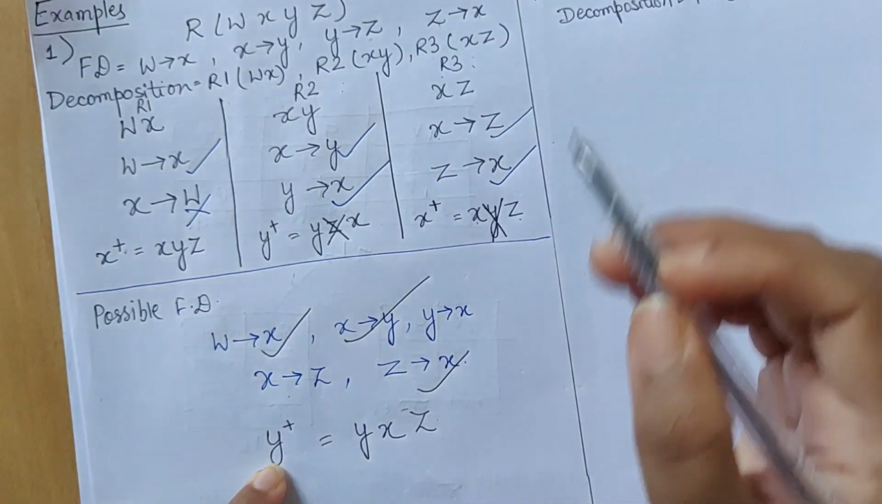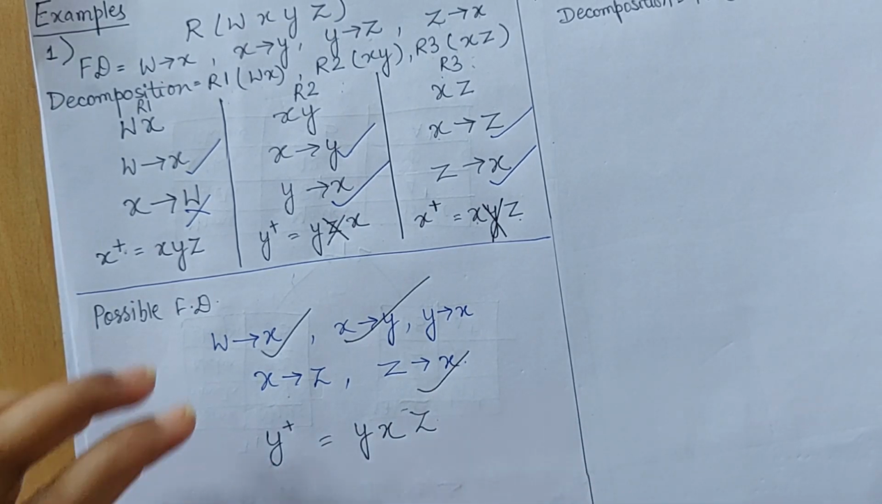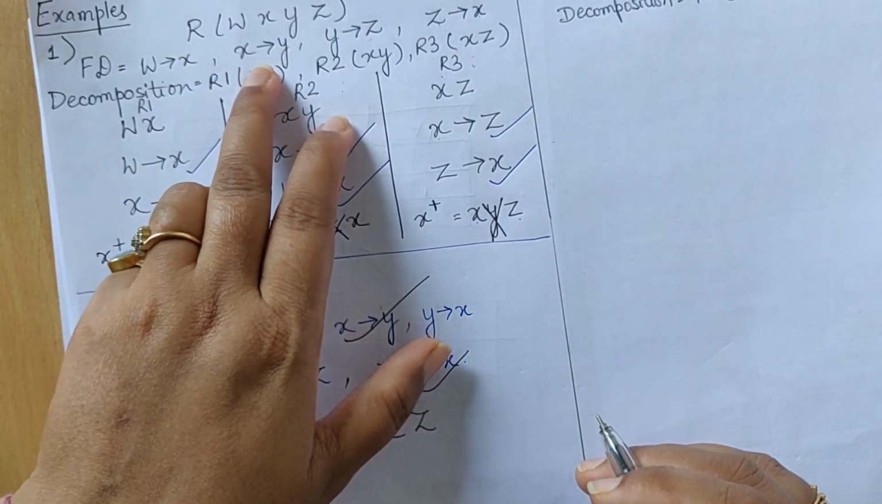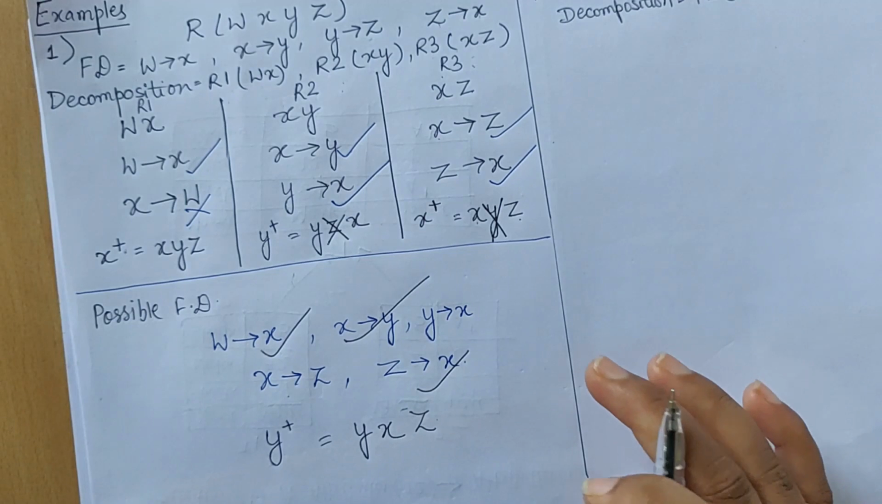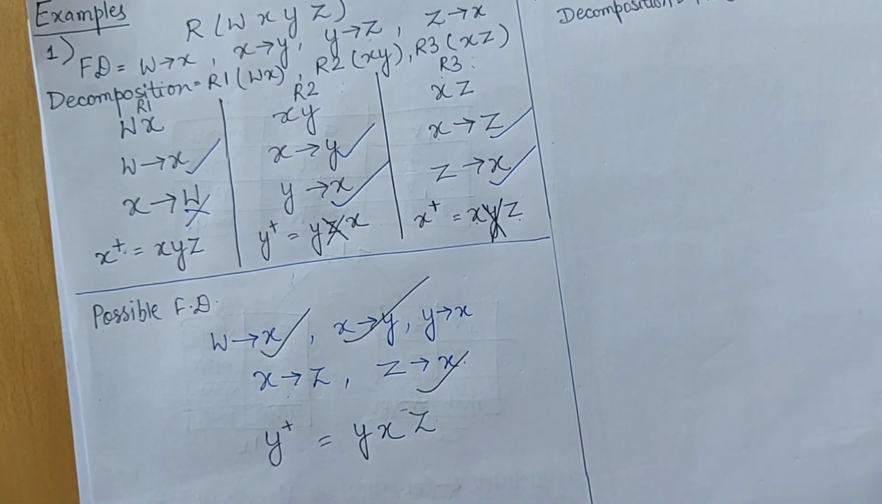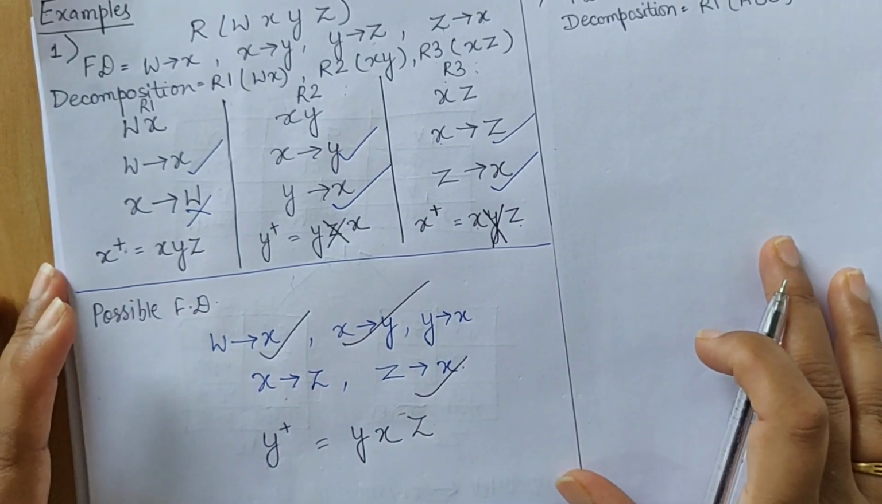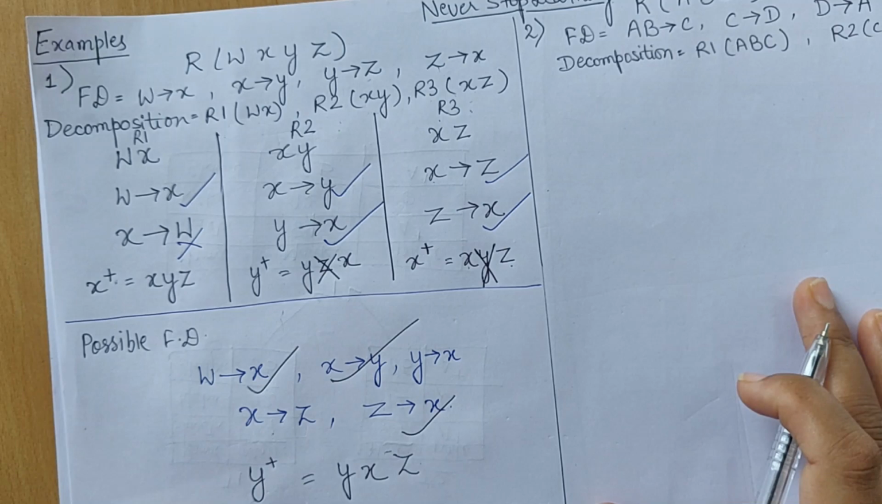So this dependency is also preserved, right? So here we can say that all the four dependencies, W determines X, X determines Y, Y determines Z, and Z determines X are preserved. Fine. So this particular example is a lossless and dependency preserving example.